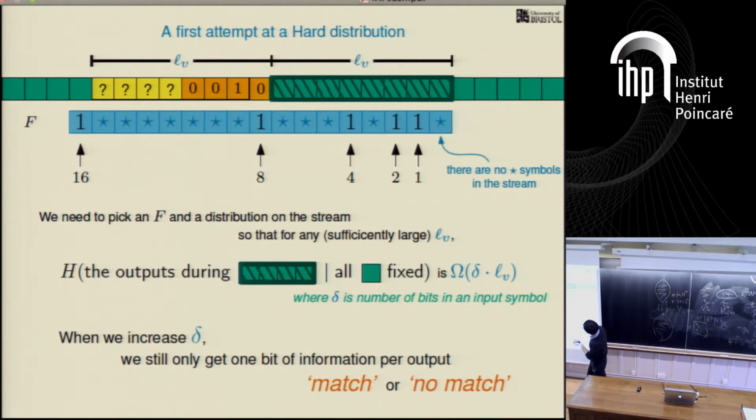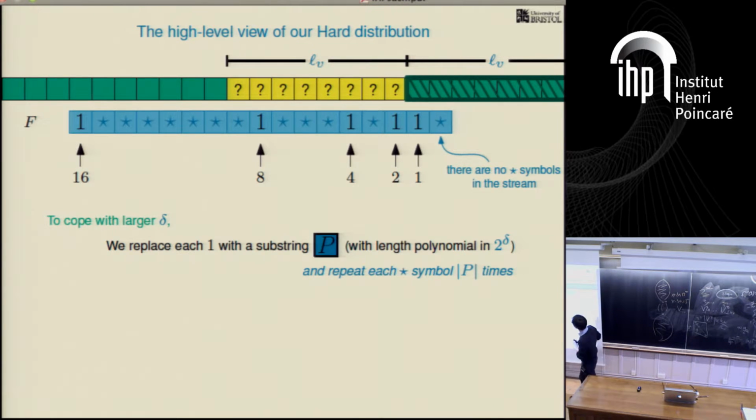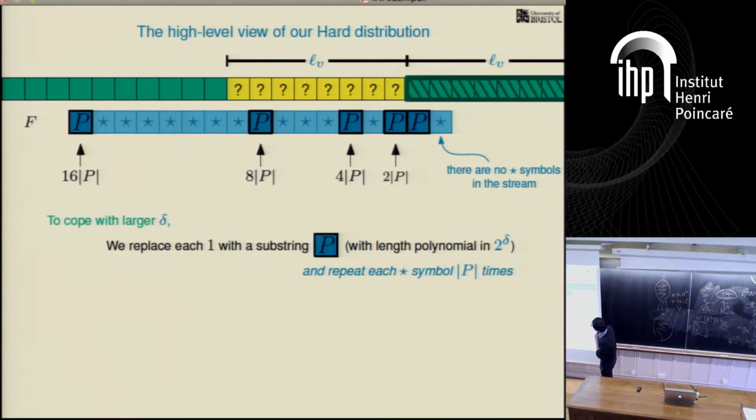OK, so we're actually now going to see a sort of high-level view of our hard distribution. Take the original distribution, and to cope with larger delta, I'm going to replace each of the ones not with a single character, but with some substring called p, which I'll define in a minute. So this p is going to have length polynomial in 2 to the delta. 2 to the delta is like the number of different symbols in the stream. So it's going to have some length that depends on the number of different symbols in the streams. I'm going to replace each one with that. So the scale has now just gone wibbly in some sense.